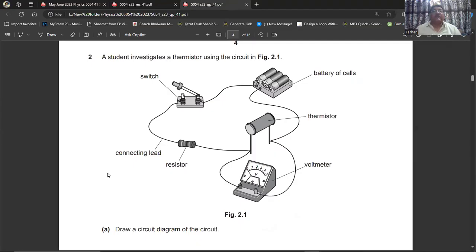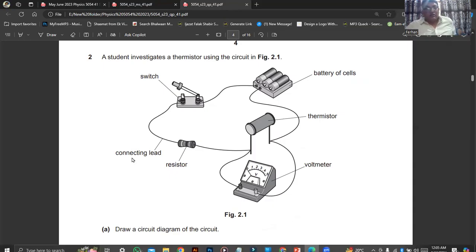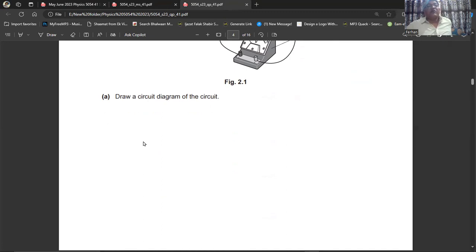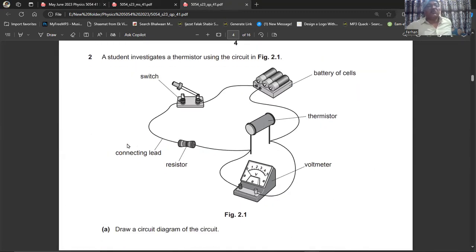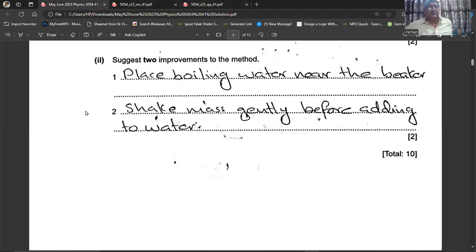He says a student investigates a thermistor using a circuit, figure 2.1. So here we have a circuit, here we have 3 cells, and here we have a switch, here we have a resistor, here we have a thermistor, and parallel to the thermistor, we have connected a voltmeter. Okay, draw a circuit diagram of the circuit.